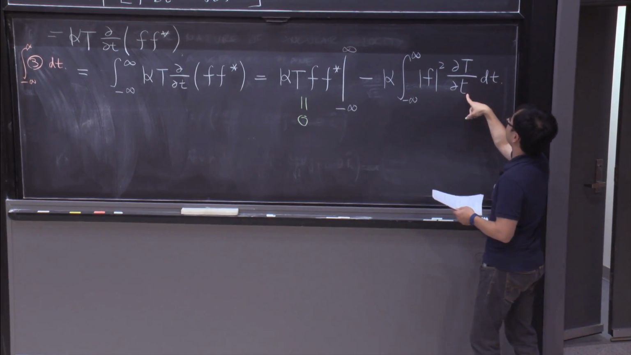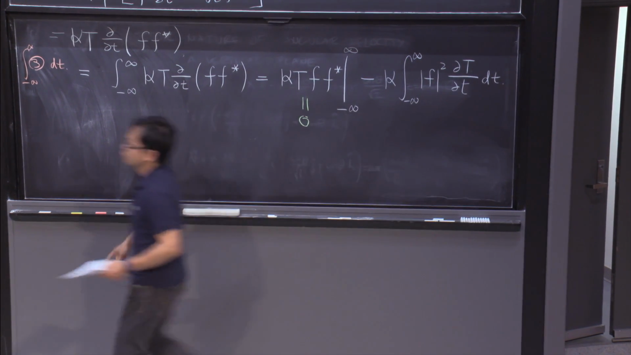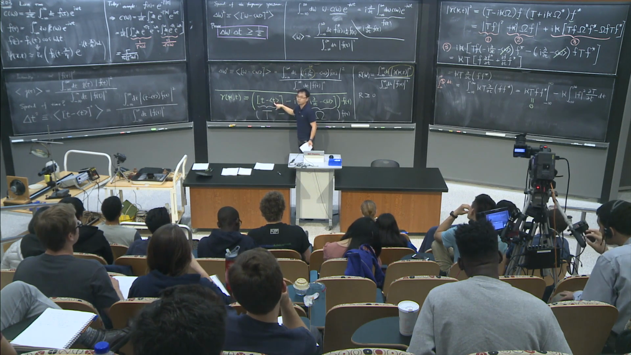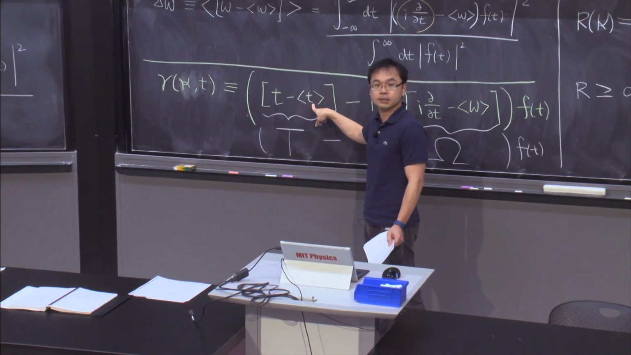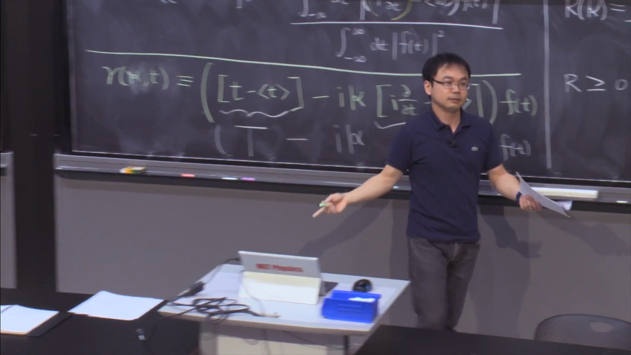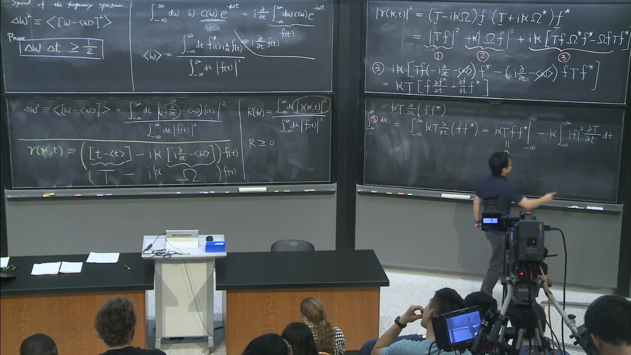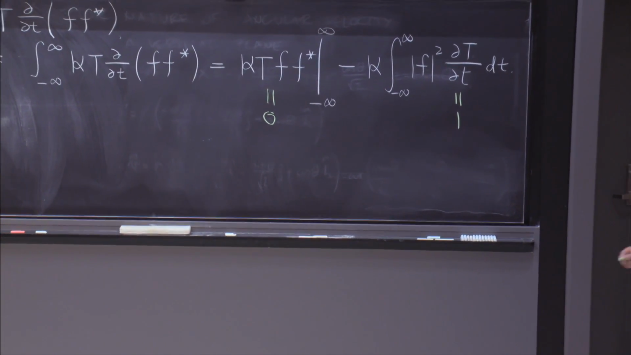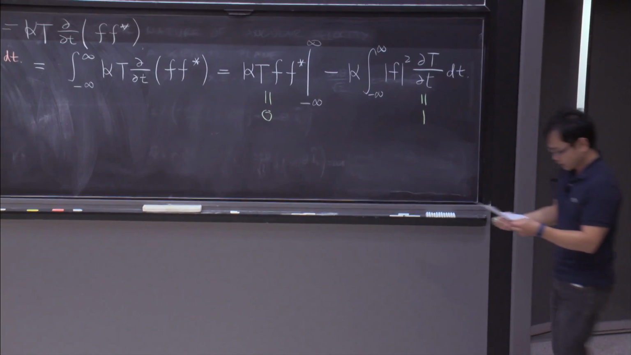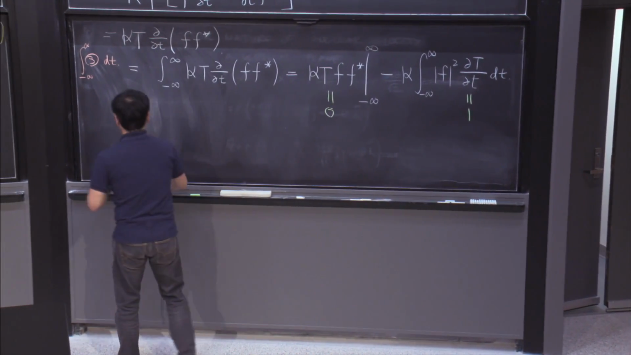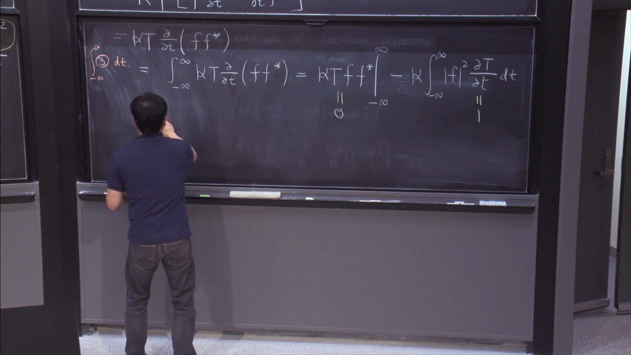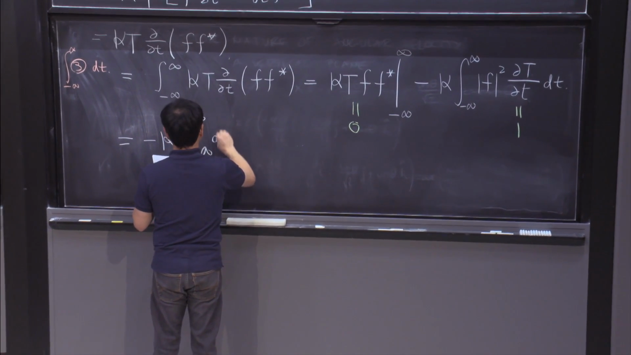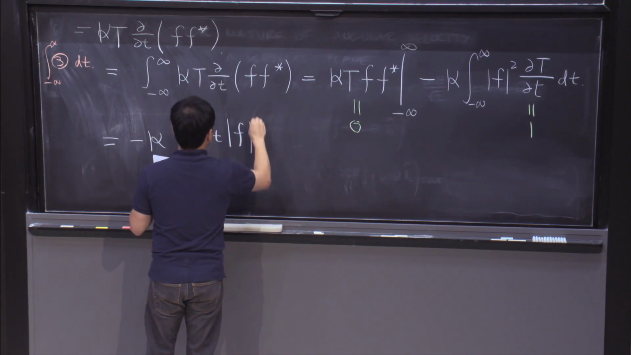And this looks horrible, but partial capital T, partial t, what is actually capital T? T is actually small t minus average t. Average t is a number, and t is just t, right? Therefore, partial t, partial small t is actually just 1. Okay, you can see that there is hope, right? So things are becoming simpler and simpler. Therefore, what I'm going to get is this, minus kappa, integral from minus infinity to infinity dt f squared.